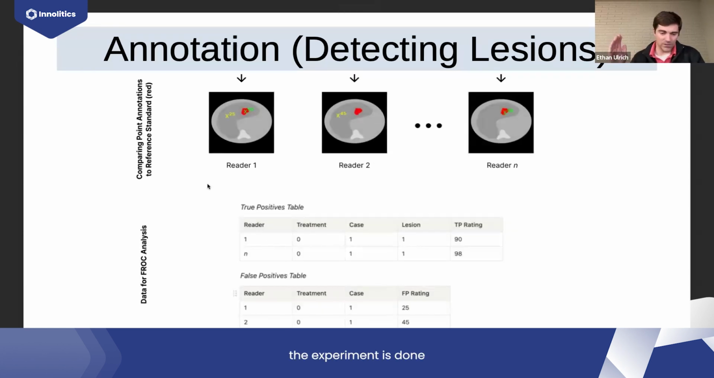And then once the experiment is done, they've made all their detections. The next step is to associate those detections with the ground truth that's already been established. I hope that shows up okay. But for the red lesion, that's the ground truth. Reader 1 found it and reader N found it. And then reader 1 and reader 2 also generated false positives.